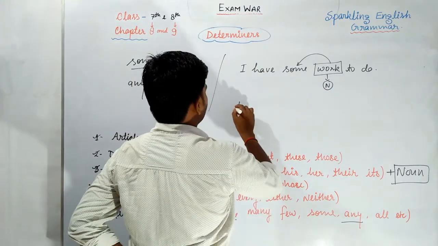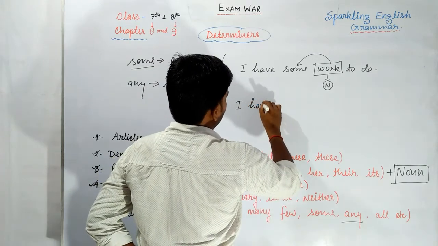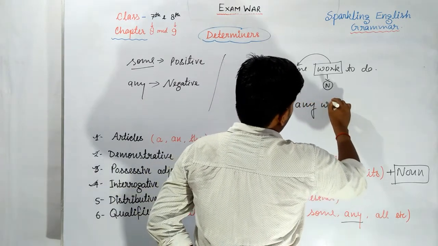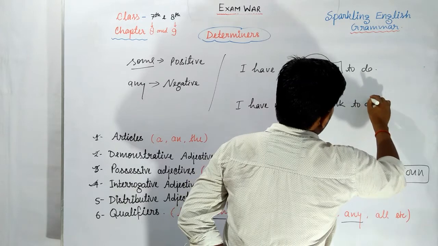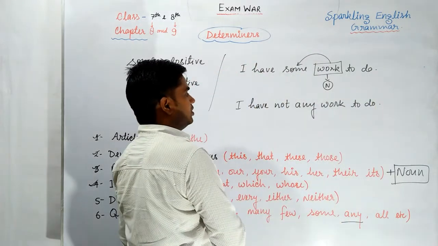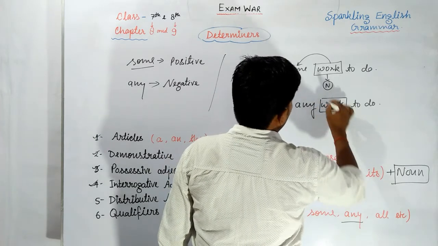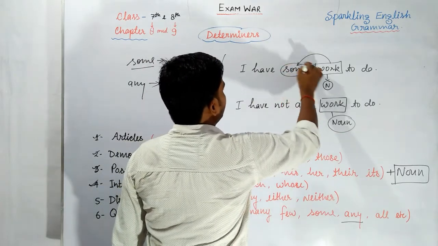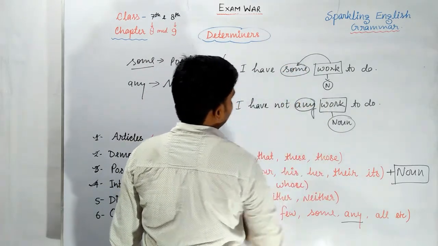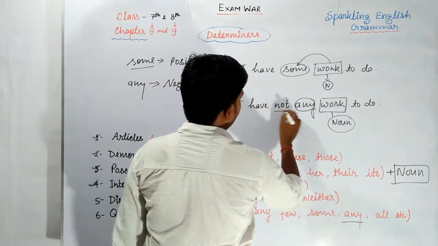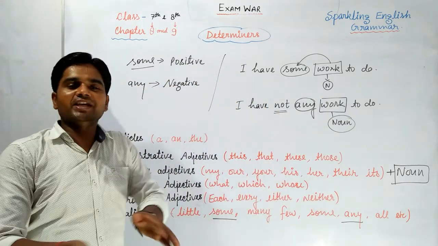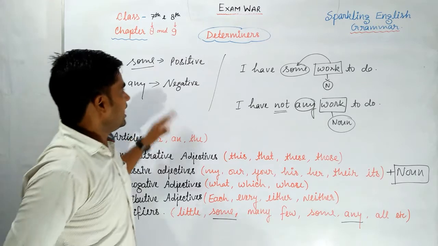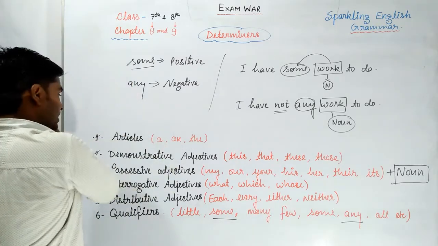And if I say, "I have not any work to do." Dear students, in this sentence work is again a noun, and in place of some we used any. Why did we use any? As this sentence is negative, that's why in negative sentences we use any, and in positive sentences we use some. I think you got these points clearly.